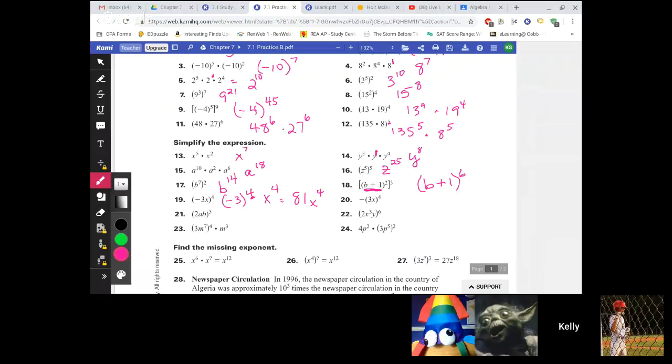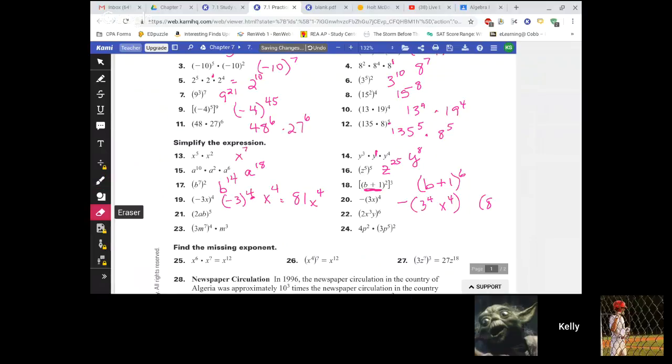Number 20, because the negative is on the outside of the parentheses, you apply it last. So you would have 3 to the 4th, x to the 4th, with the negative on the outside. That equals negative 81x to the 4th for the final answer.